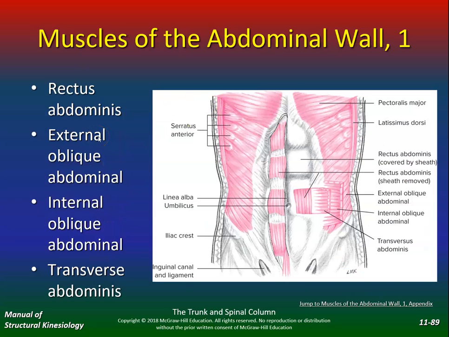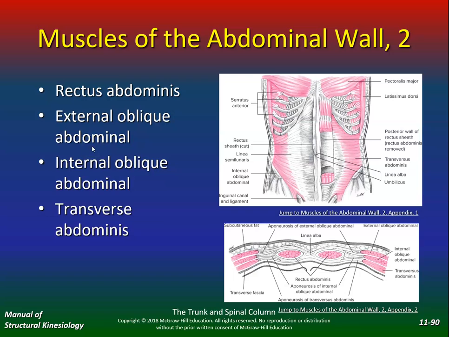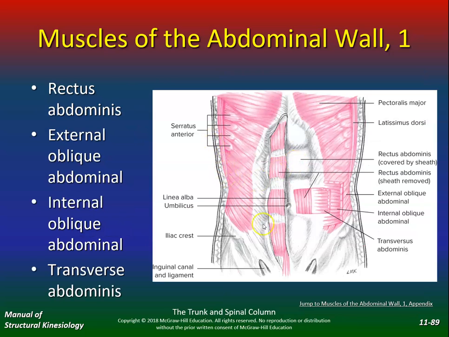Here's the rectus abdominis, external obliques, internal obliques, and the transverse. So those are your four: the rectus abdominis, external oblique, internal oblique, and transverse abdominis. Here's the layer. Now the external oblique, the fibers come in towards your belly button. And your internal obliques, the fibers go out towards your hip pocket. Okay, so knowing the fibers and how they go.